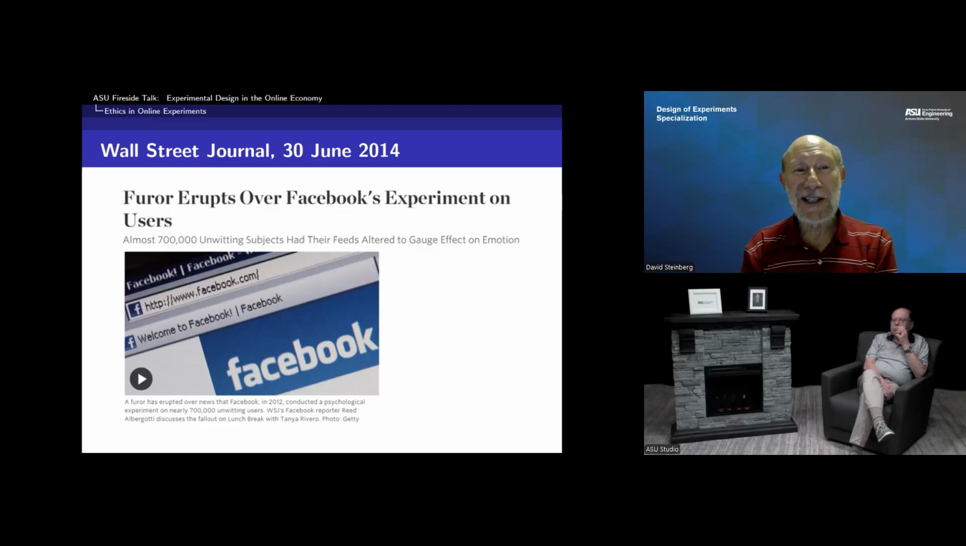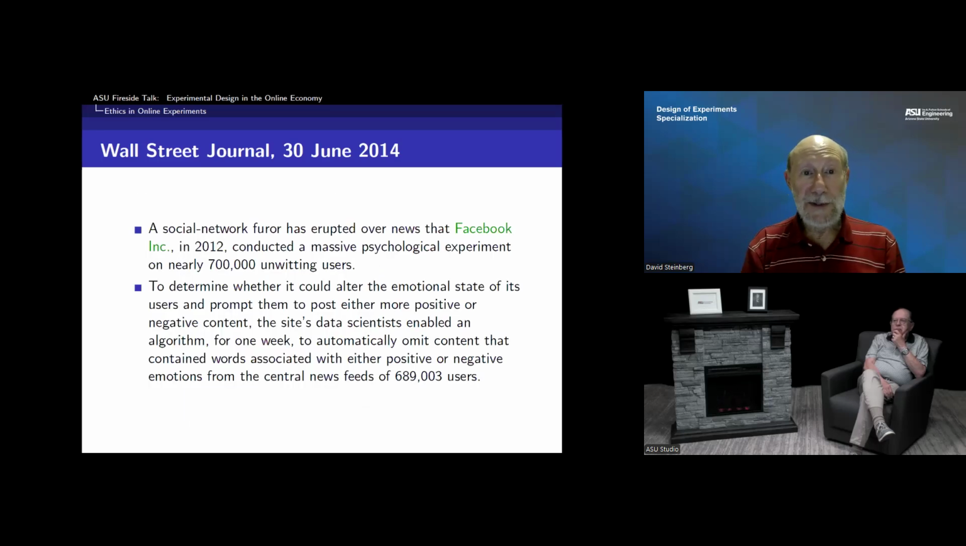A furor erupts over Facebook's experiment on users. Almost 700,000 unwitting subjects had their feeds altered to gauge effect on emotion. So again, these are quotes from the article. So what this experiment was, and again, on nearly 700,000 users, they wanted to see if posting items that were either more positive or negative in their content would change the emotional state of the Facebook users. And so during a 1-week period, they enabled an algorithm which would omit content that contained words associated with, in one case, positive emotions, and in the other case, negative emotions. And these were from news feeds that people were getting on Facebook.